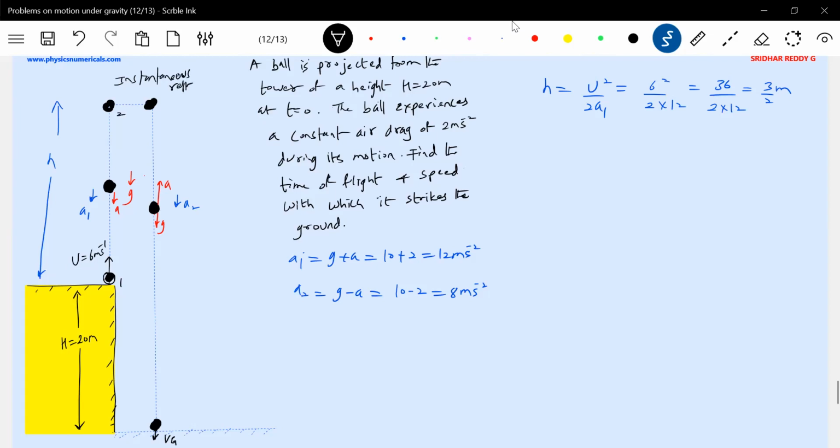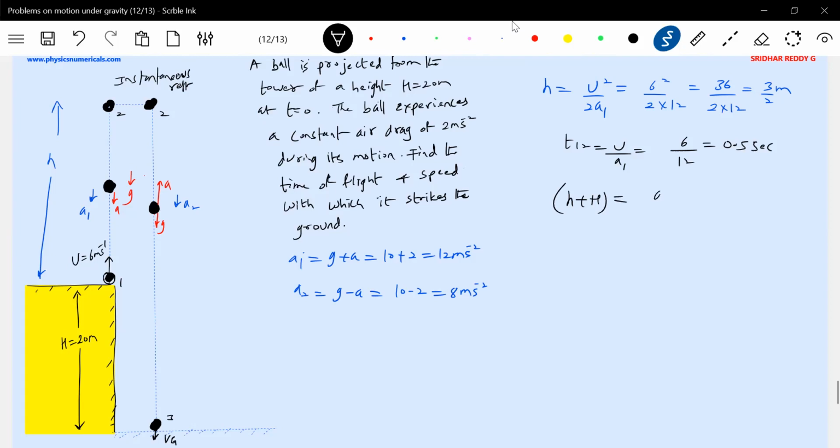Let me take times in this way. So what is the time of ascent? It is equal to u by a1. u is 6, a1 is 12, so 0.5 seconds. So the ball will take 0.5 seconds to ascend to height h. Then from there, it's going to fall. What height will it fall? Small h plus capital H.